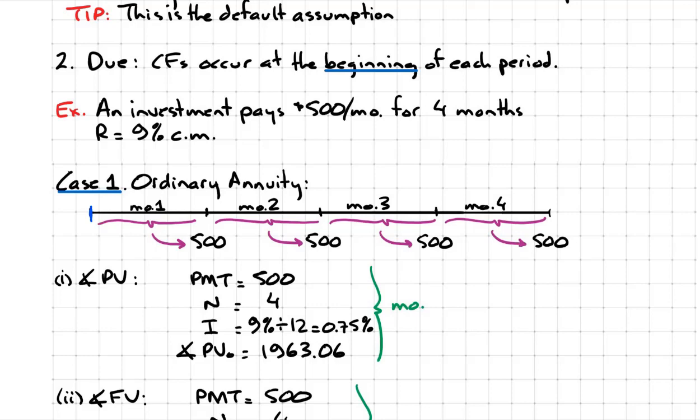So here's where the distinction between ordinary and due comes in. A month has 30 days or 31 days, whatever. So when I get $500 for month 1, am I getting it on the first day of the month or the last day of the month? Well, if it's an ordinary annuity, you get it on the last day of the month. So for month 1, the first cash flow occurs right here at the end of month 1. And you can see it's the same pattern for month 2. You get the 500 there. For month 3, you get the 500 at the end of the 3 months. And then finally, in month 4, you get the $500 at the end of that month.